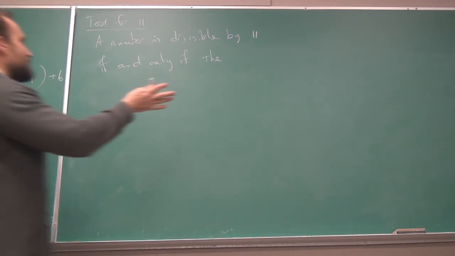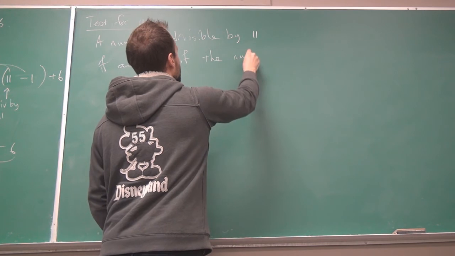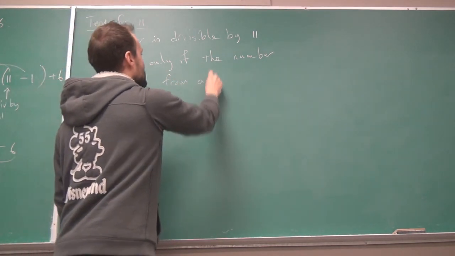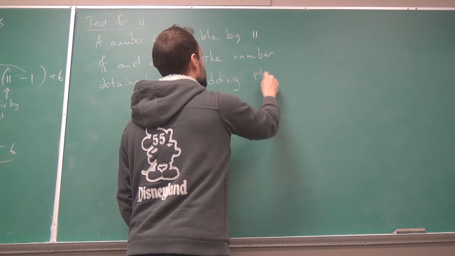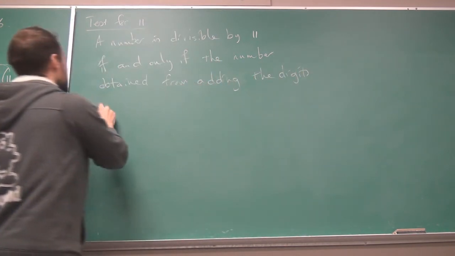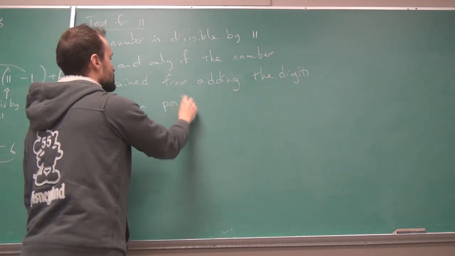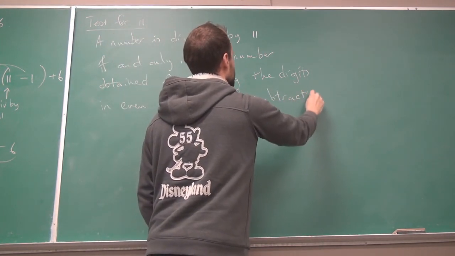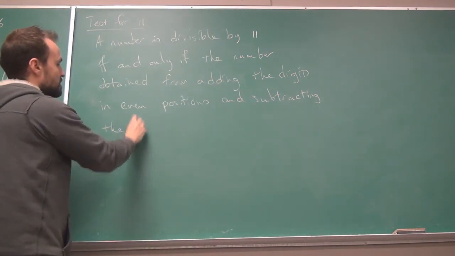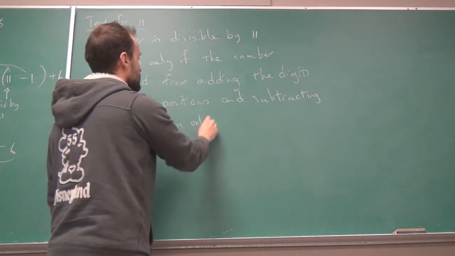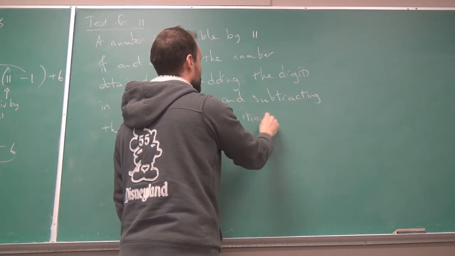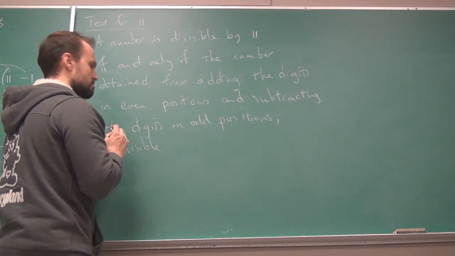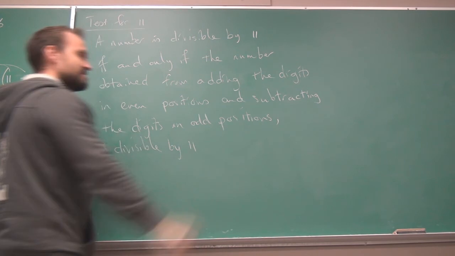So we could say, a little wordy perhaps, but one way to say it is, if the number obtained, let's say, from adding the digits in even positions and subtracting the digits in odd positions, we'll get a number. If that number is divisible by 11.